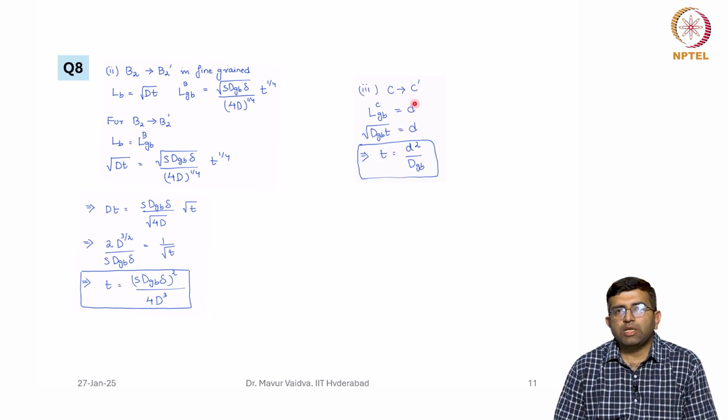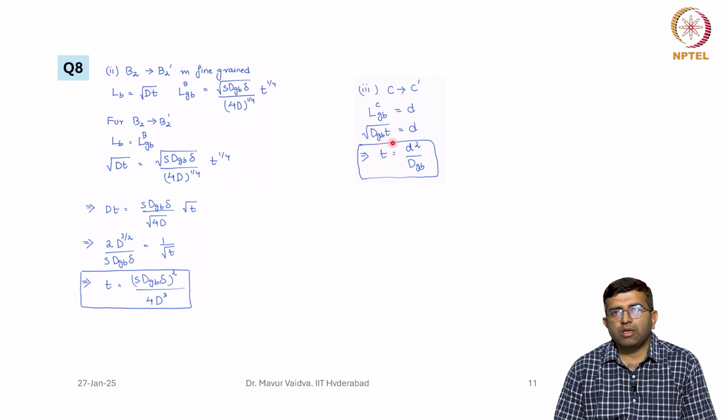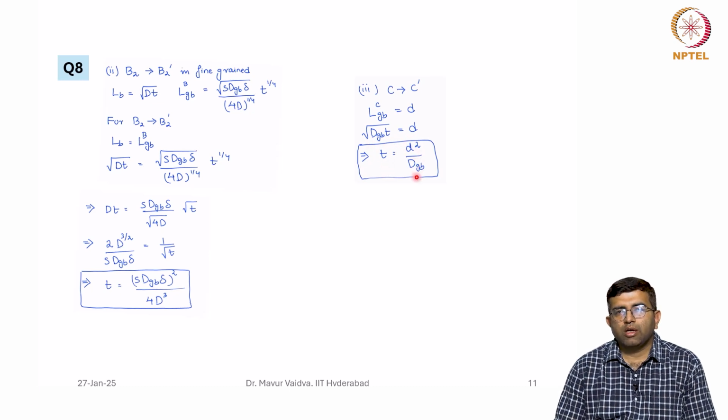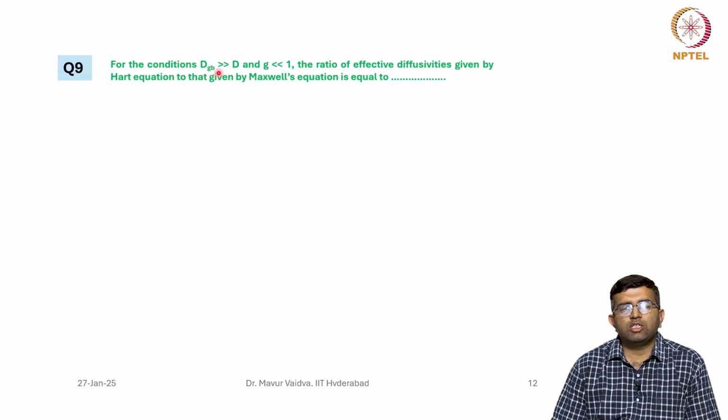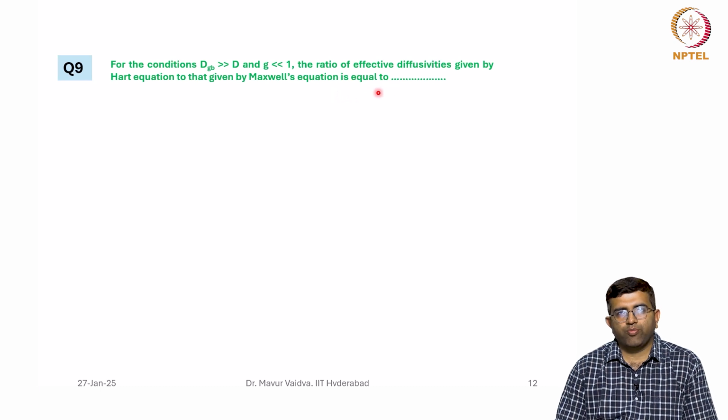And C to C dash, this happens when the LGB in C kinetic regime is equal to the grain size d. So, that says that root DGB t is equal to d, and therefore, t is equal to d square by DGB. Moving ahead, for the conditions DGB far greater than D and g very less than 1, the ratio of effective diffusivity given by Hart equation to that given by Maxwell's equation is equal to?